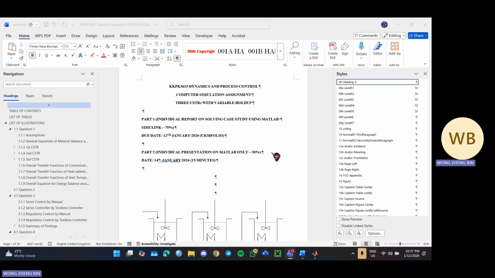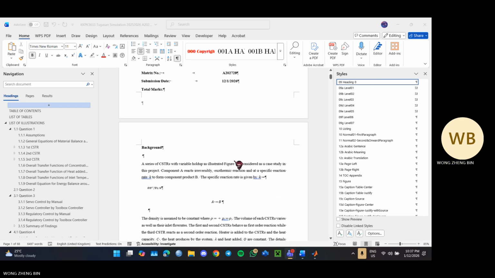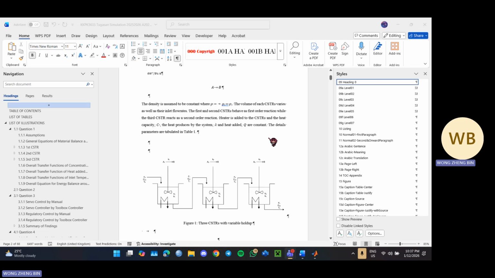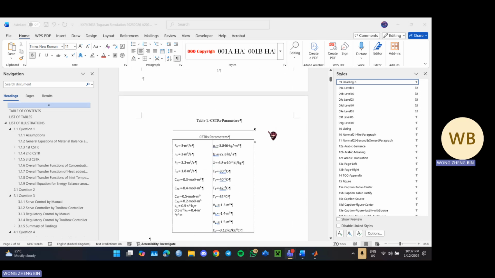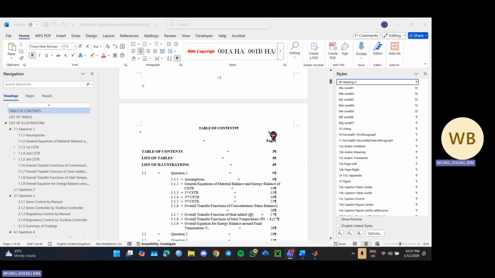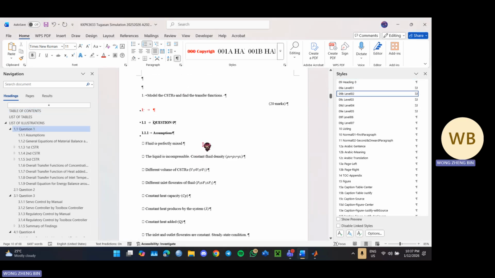So for this assignment, we simulate a model of 3 CSTRs with variable holdup. This is just a simple background, and these are the CSTR parameters that are given to us. The first question is to model the CSTR and find the transfer function.